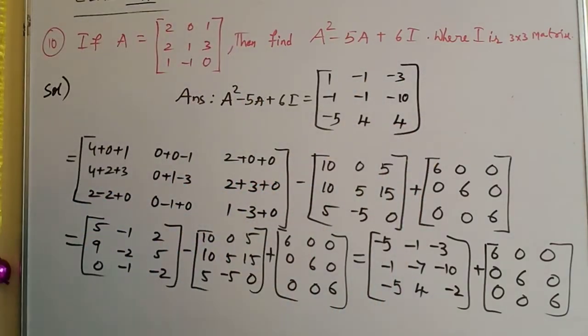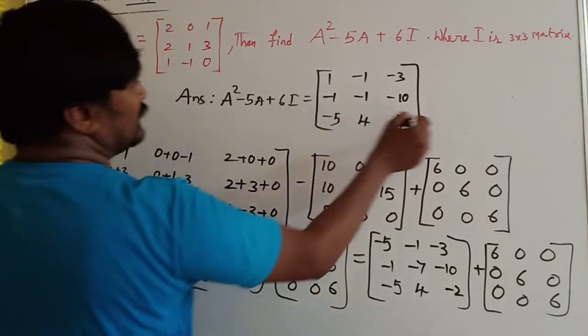So at last you get your answer as 1, minus 1, minus 3, minus 1, minus 1, minus 10, minus 5, 4, 4. So in this way you have to solve your problem number 10.